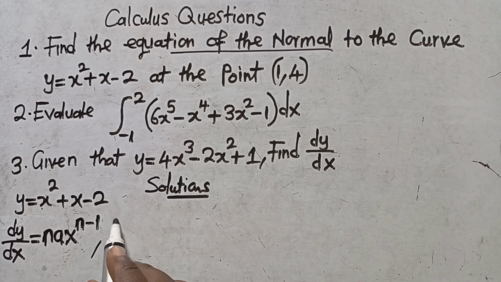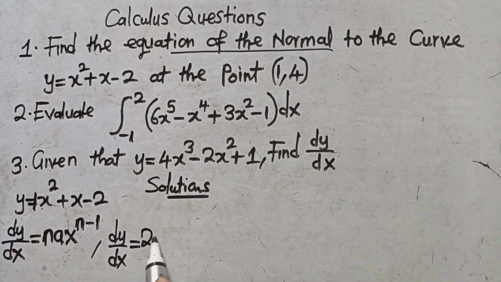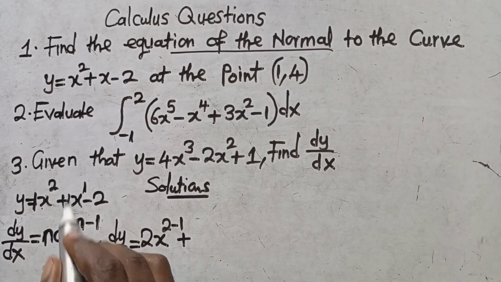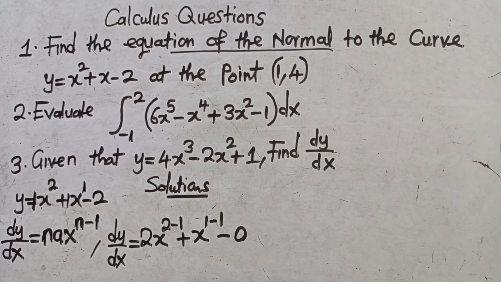So we are going to say dy/dx is equal to, the coefficient is 1, 2 times 1, that is 2, x maintains, then I've got power 2, then I say minus 1, plus, there is 1, 1 times 1 is 1, x maintains, I can't write 1x, so I'll say x, then 1 minus 1. Minus, what is the derivative of a constant number? When you differentiate a constant number, you get 0. So we are going to get a 0.